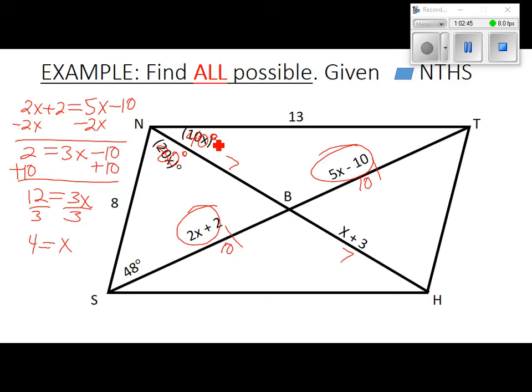SH is 13. Everybody agree with that? How did Matt know that that's 13? Opposite sides have to be congruent. TH is 8. Is that all we can find?